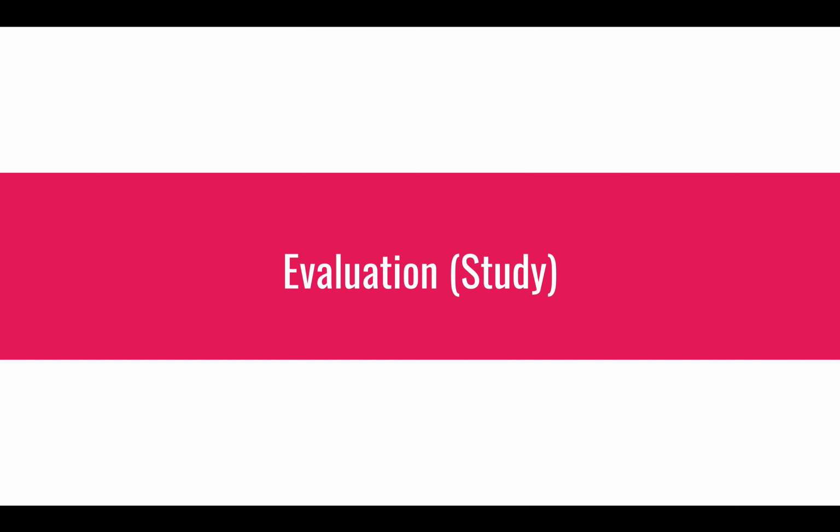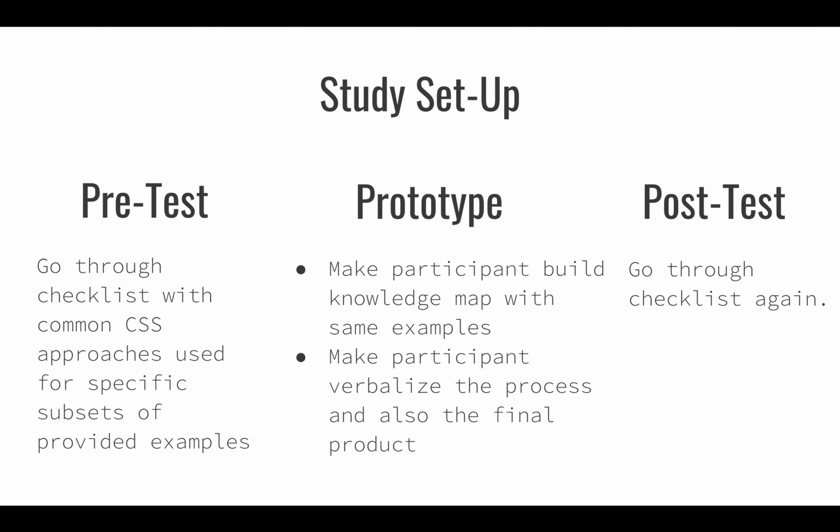Now we'll go into the study and my core findings. The study setup was a pre-test, the prototype test, and a post-test. For the pre-test and the post-test, I used the exact same checklist with a list of connections or groupings of examples that I hoped they would notice. For example, I would ask them something like, is there something similar between examples A, B, and C? If they notice that all of them use the sticky header implementation, then I put a check, and so on.